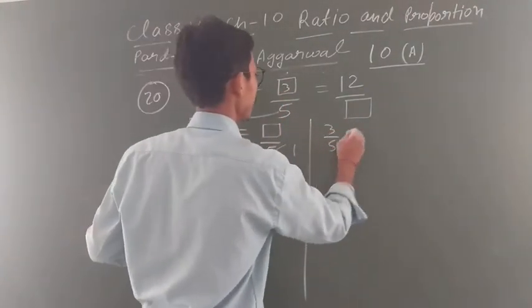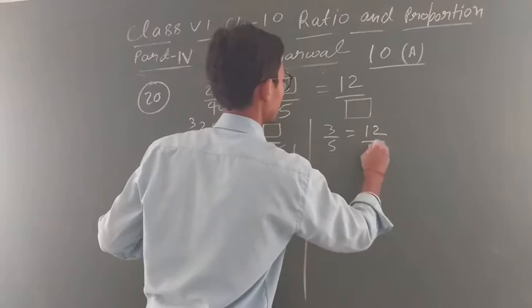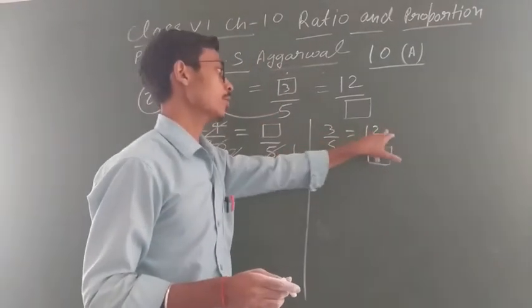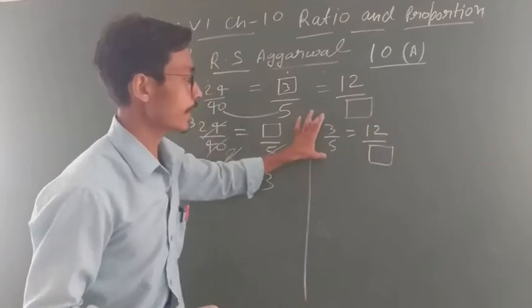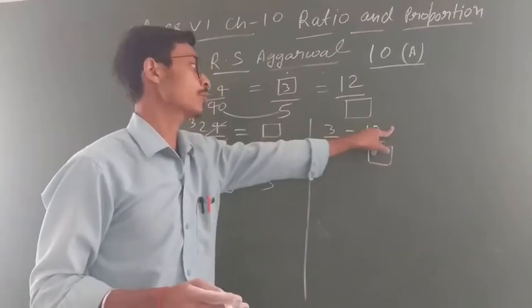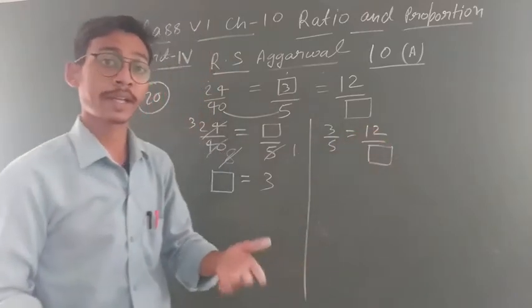3 upon 5 equal to 12 upon box. Now you know the method: you can reduce 3 and 12. 3 fours are 12. Because 3 and 5 you cannot reduce, they are prime. So 3 and 12 you can reduce. 3 fours are 12 and 5 fours are 20. Directly you can find out.